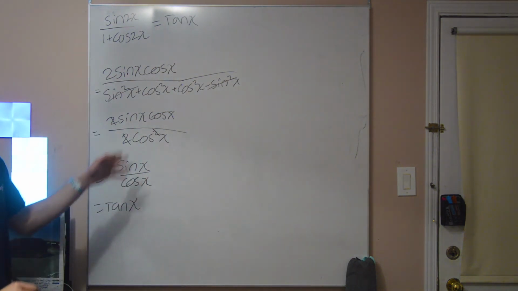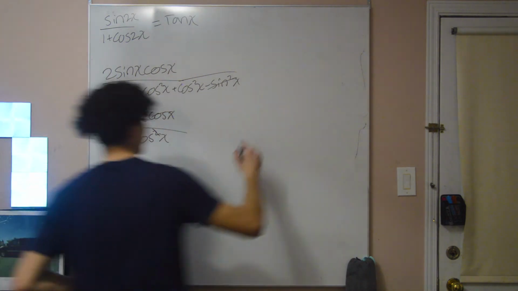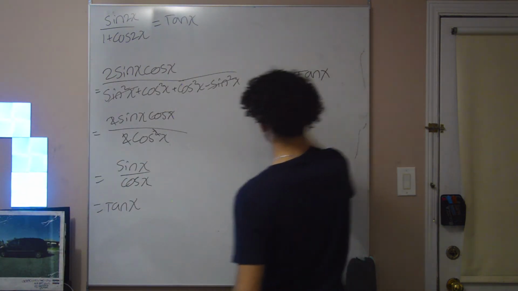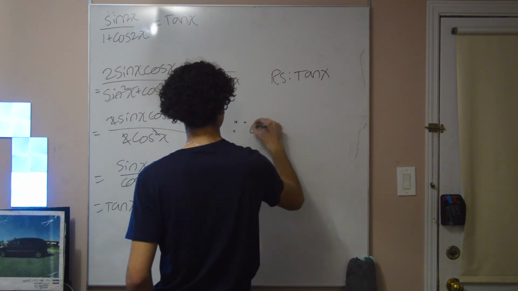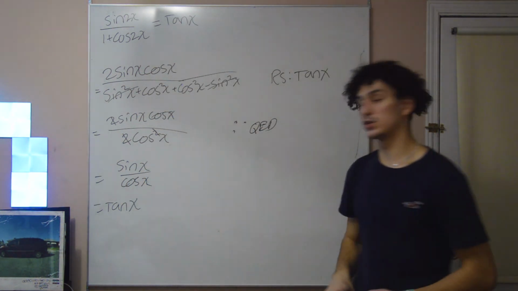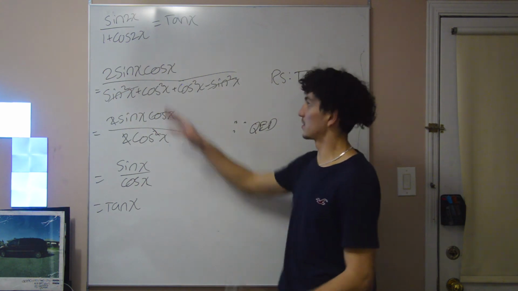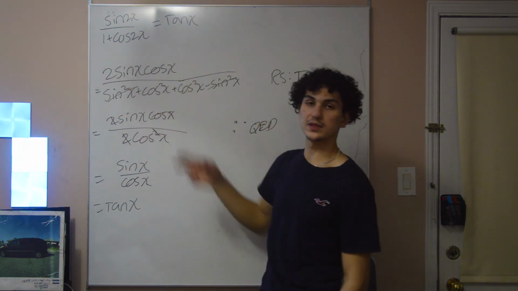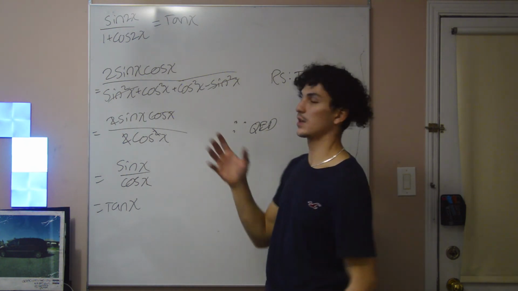And all that is equal to tan x. Therefore, hold on, make sure you write right side tan x. Therefore, QED, just like that. Now, if you're confused on what I just did, I expanded those two, and I changed the 1 to sine squared x plus cos squared x, and simplified.